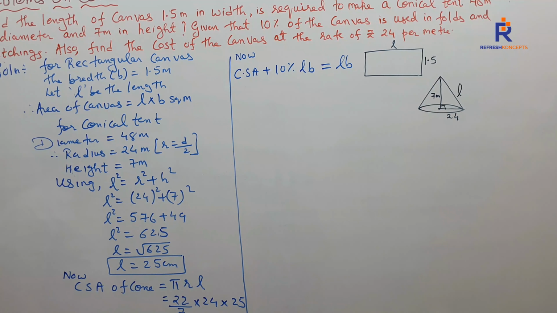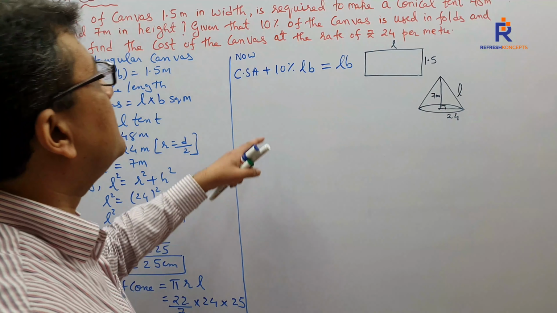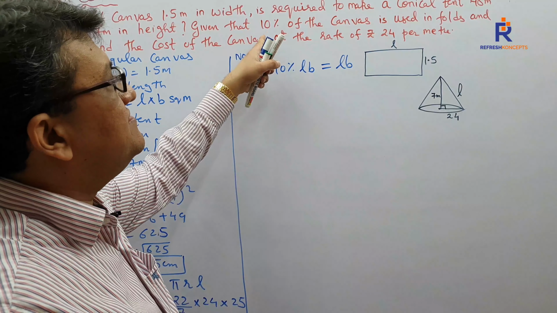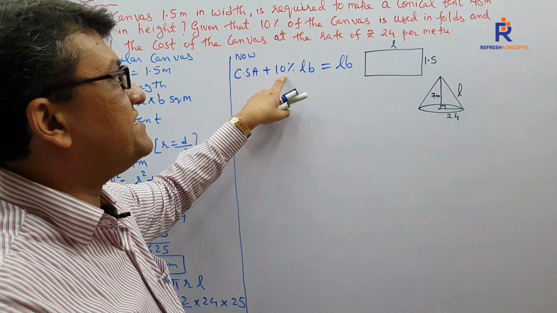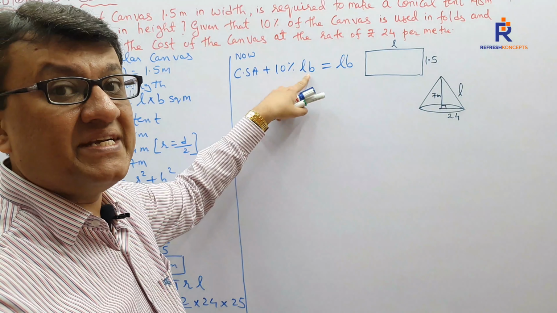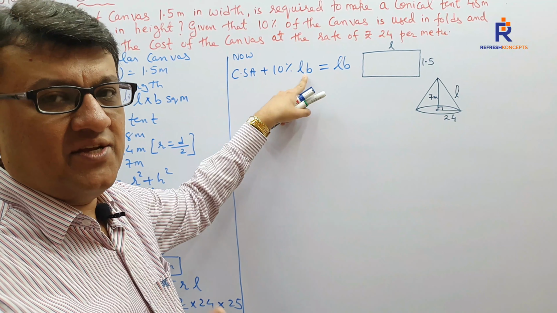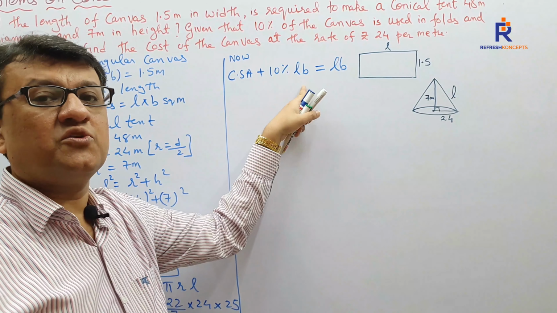Now what change would have been there if they would have stated 10% of the curved surface area? I would have never written this as 10% of LB. I would have written 10% of CSA. Children, at times you have to read the question.